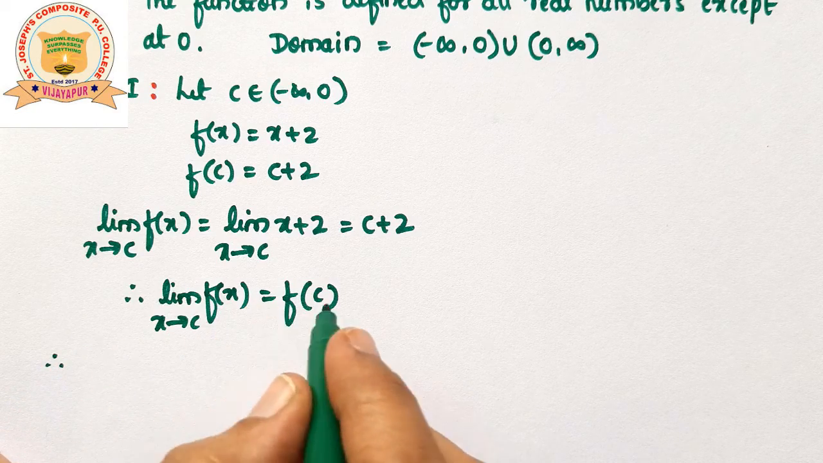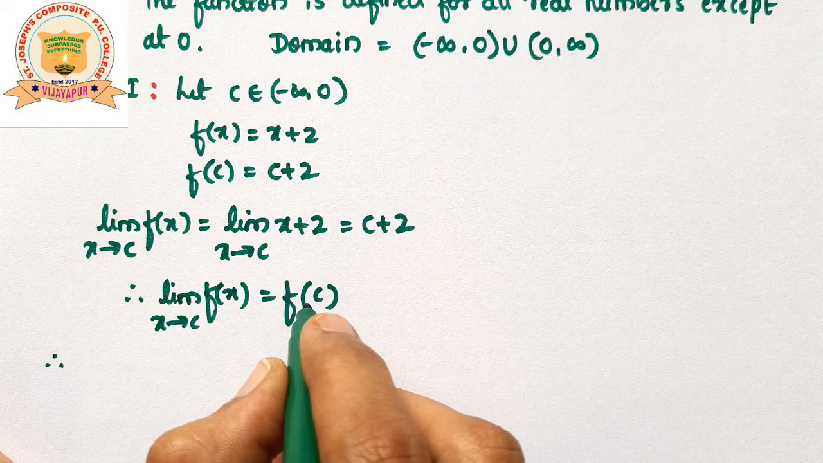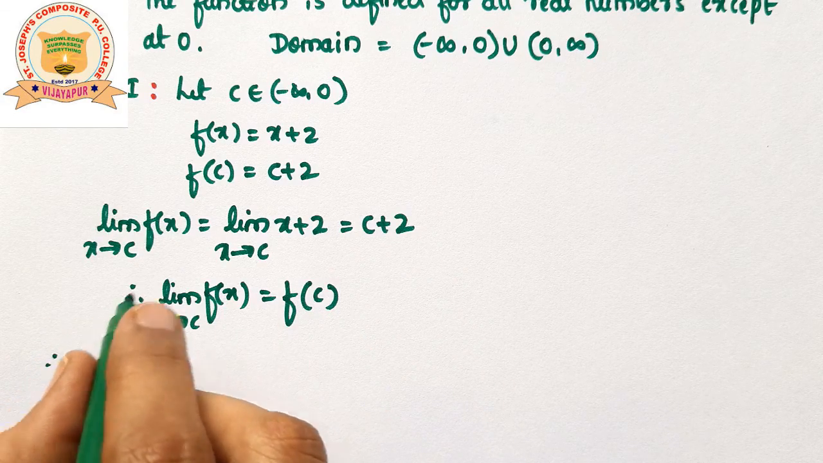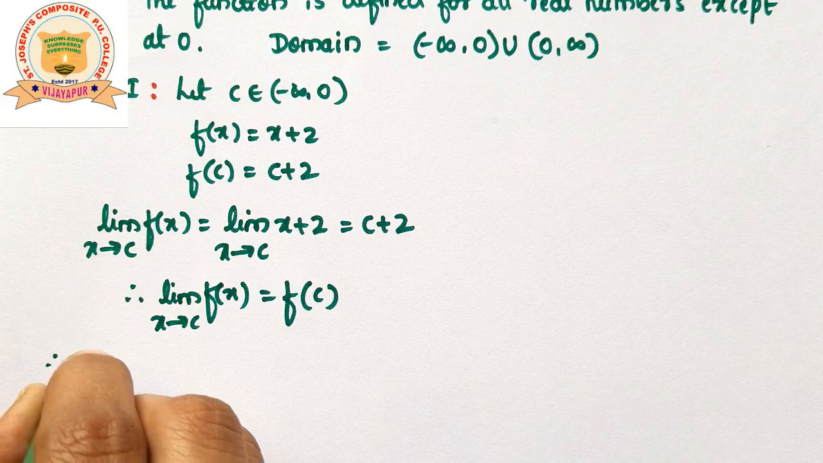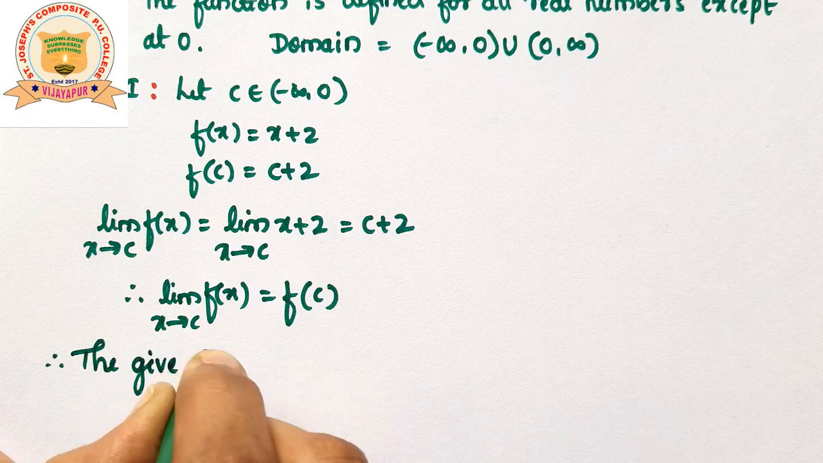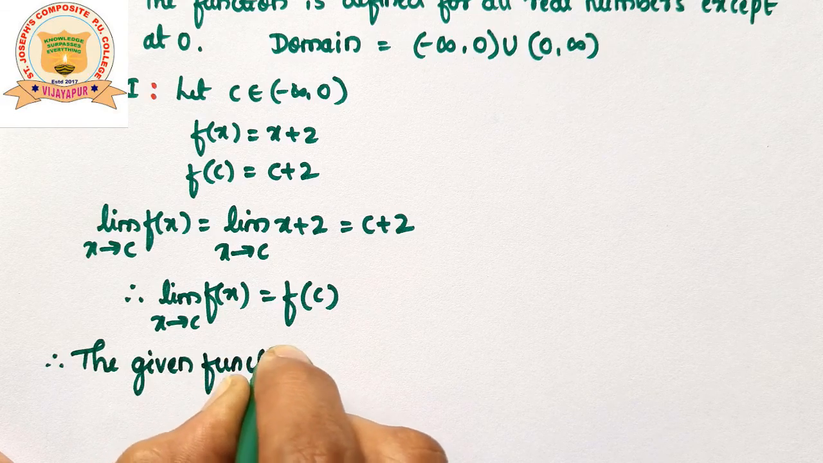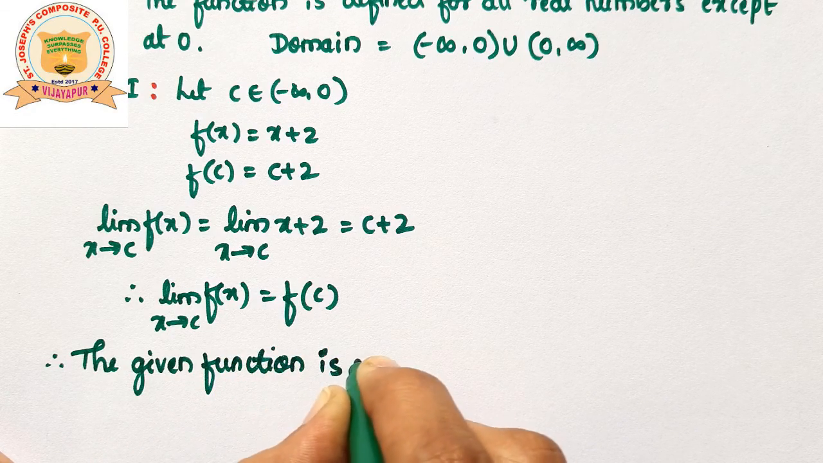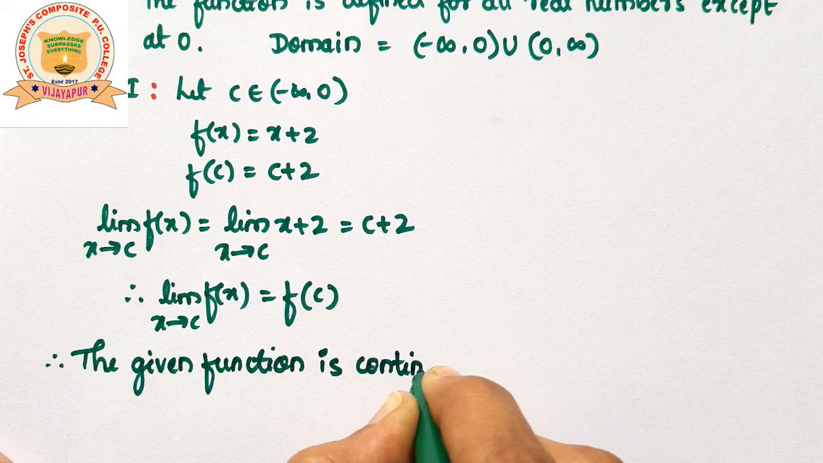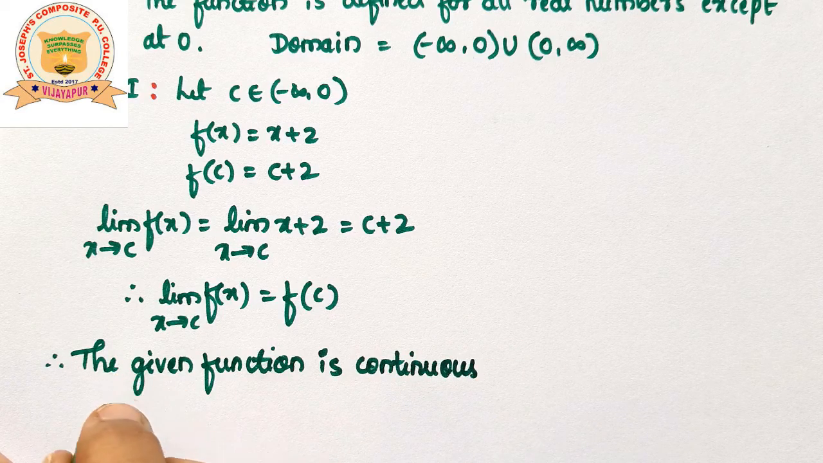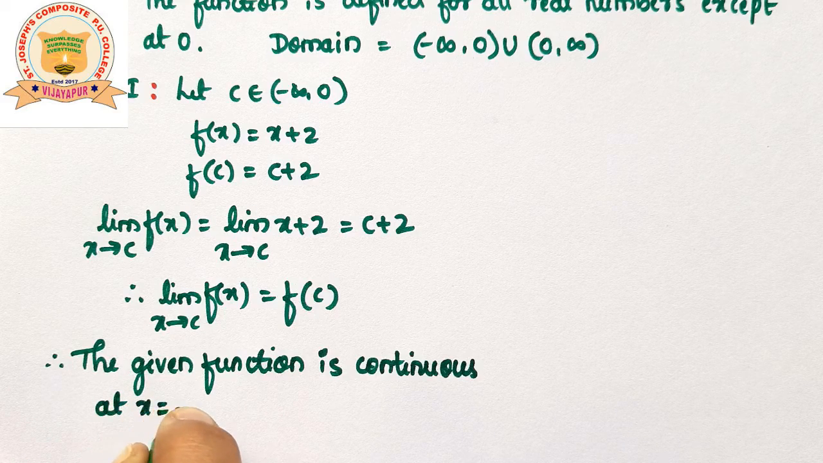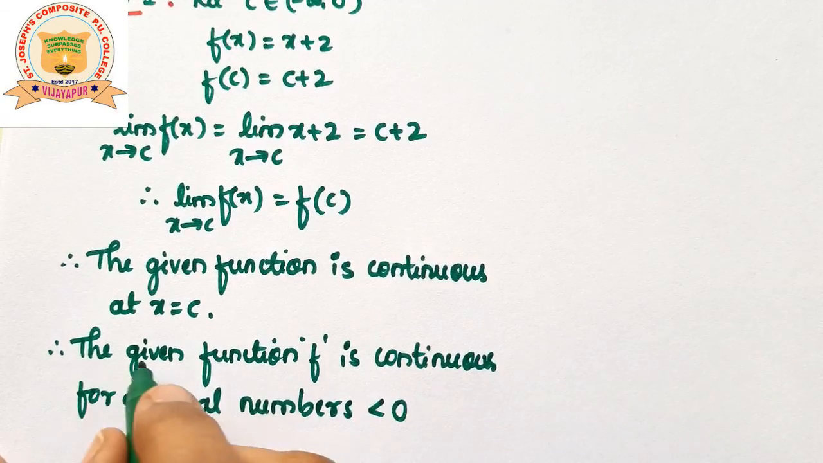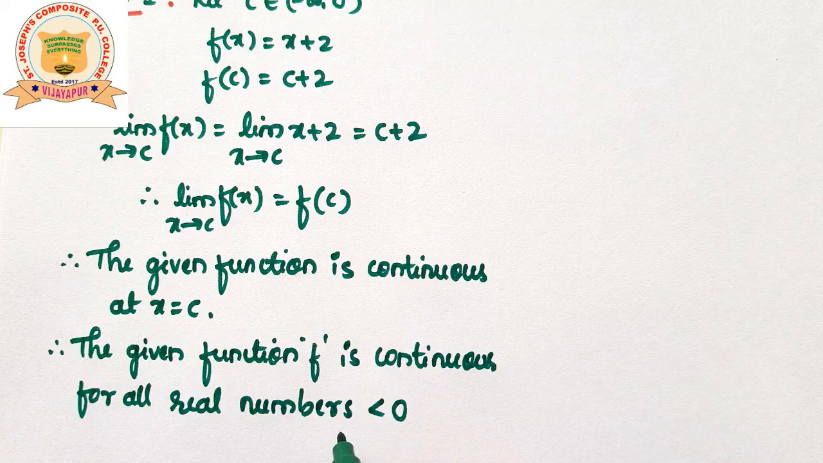Therefore, by the definition of continuity at a given point x equal to c, we conclude that the given function is continuous at x equal to c. Here c is a real number less than 0. Therefore, we conclude that the function is continuous for all real numbers less than 0. The given function is continuous for all real numbers less than 0.